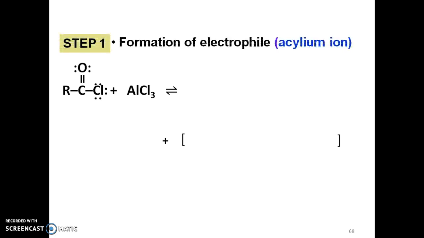Same as in halogenation, the Cl is more electronegative, so it acts as a nucleophile. One lone pair from the Cl will attack the Al. As we know, Al is a Lewis acid, able to accept electrons. So when one lone pair attacks Al, we form a bond between Cl and Al. Cl has 3 lone pairs, and when one lone pair attacks Al, Cl only remains with 2 lone pairs because the other has formed a bond with the Al.